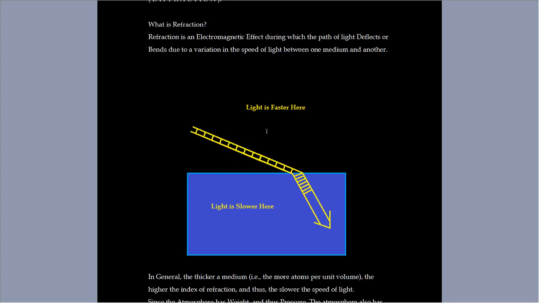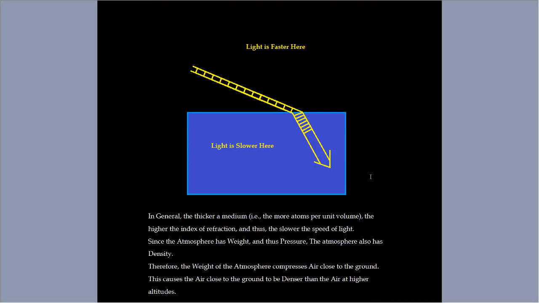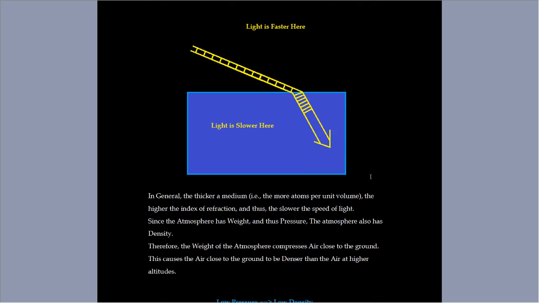The following figure here illustrates the bending of light from one medium to another. This is not a ladder, this is the path of light. These lines here in the middle represent the wavefronts of the light. And so when light enters a medium of slower speed, the wavelength shortens. In general, the thicker a medium, i.e. the more atoms per unit volume, the higher the index of refraction, and thus the slower the speed of light.